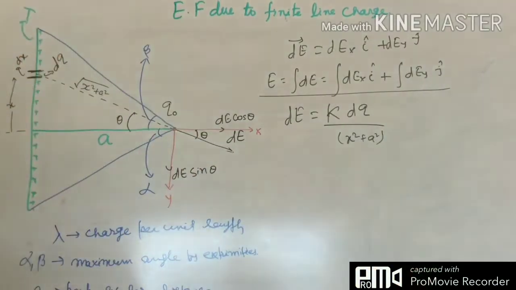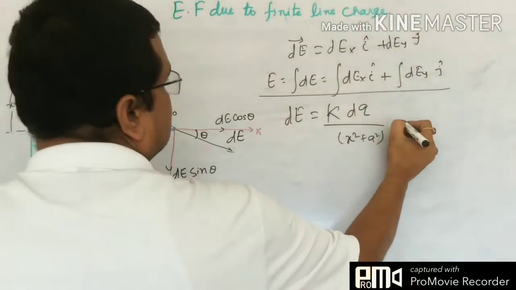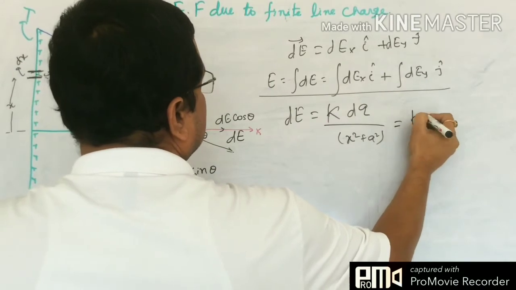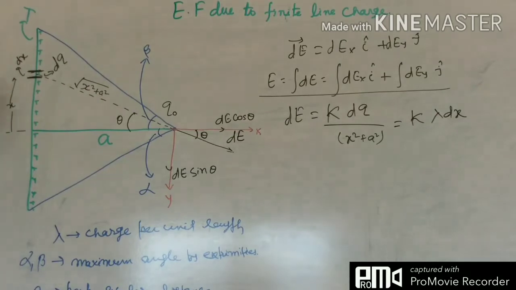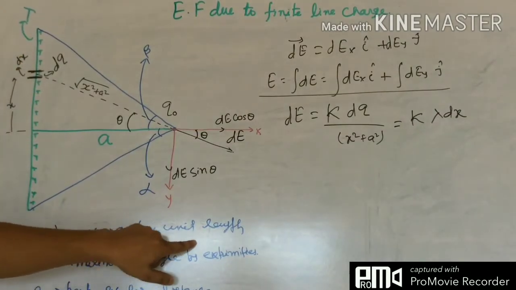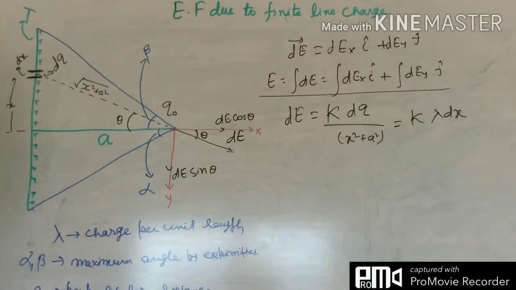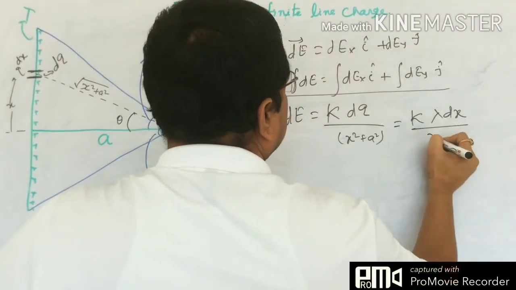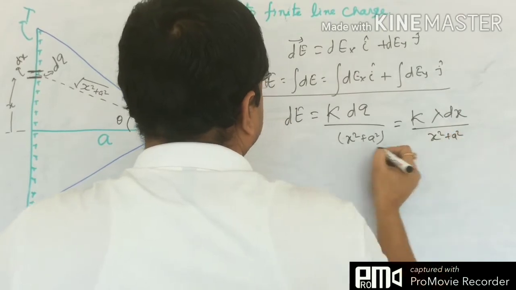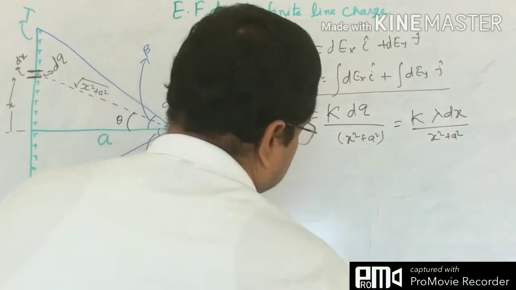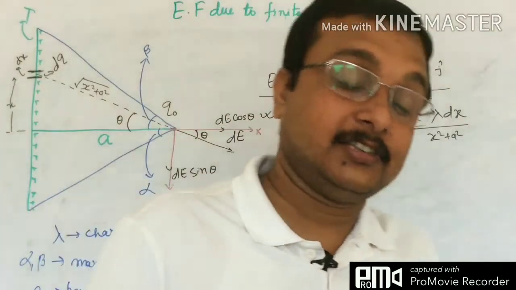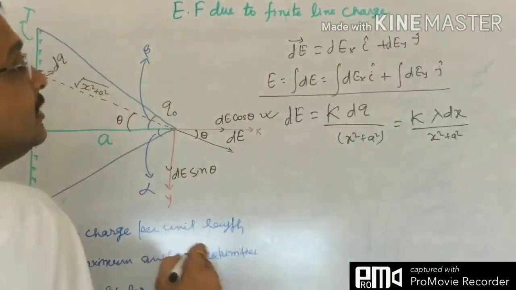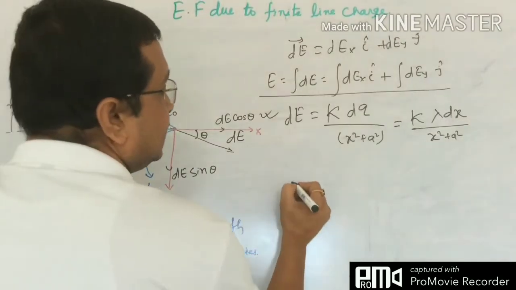Here, what is the value of dq? We can write it as lambda into dx. Lambda is the charge per unit length, meaning on unit length the charge is lambda, so on dx length the charge is lambda into dx. So dE equals K lambda dx by x square plus a square. This is the equation for dE. Now we can calculate dE cos theta. So what is dEx?